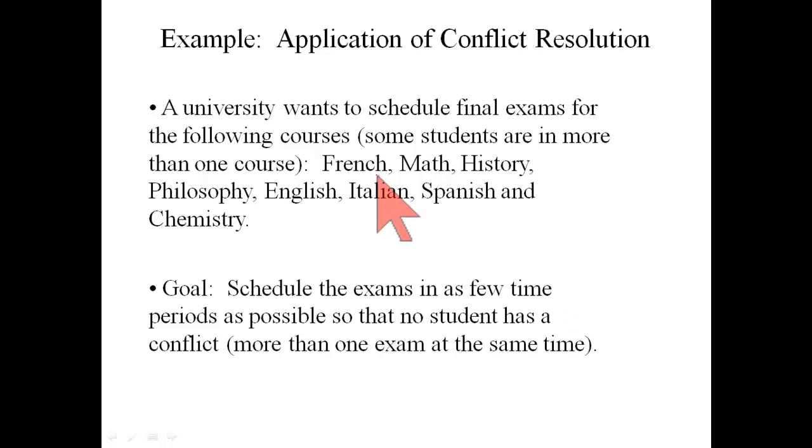So if, for example, there is a student taking both French and Math, then the final exams for those 2 classes can't be at the same time. Of course, we want to schedule the exams in as few time periods as possible to get the examination schedule done as soon as possible. If we can fit the exams into 3 days or 4 days, that's better than spreading them out over 6 or 7 or 8 days. I would assume you'd agree with that.